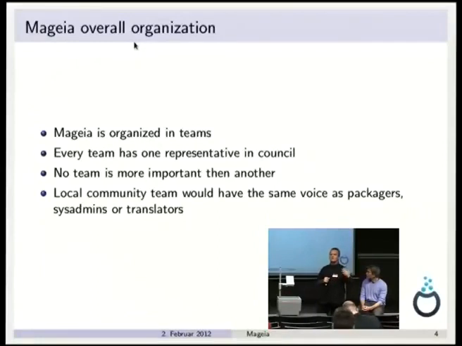So each local community can elect a leader, which they normally do have, and those leaders will select a representative who will represent all the teams in the council. If this works, I don't know. We have to check, we have to see.